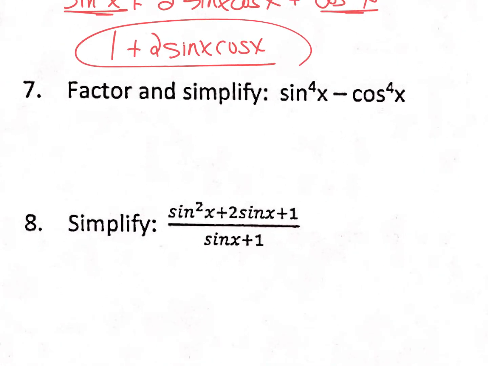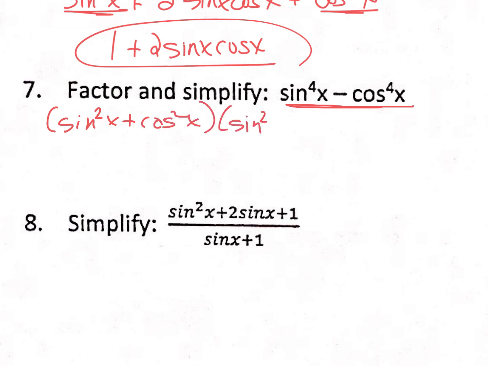Number 7 says factor and simplify. That's a difference of squares right here, even though it's the 4th power, because the powers are even. So I'm going to say that's sine squared x plus cosine squared x times sine squared x minus cosine squared x. Now, here it is again. There's the sine squared x plus cosine squared x, which is 1. So it's really 1 times that, which is itself. So my final answer is sine squared minus cosine squared.